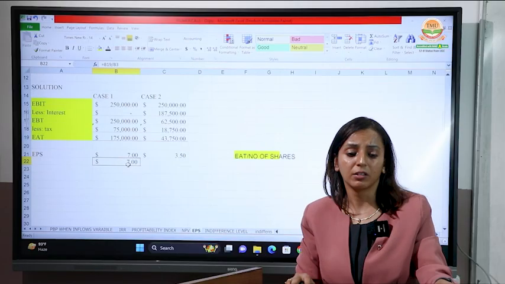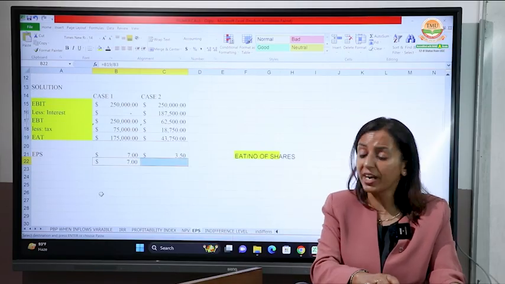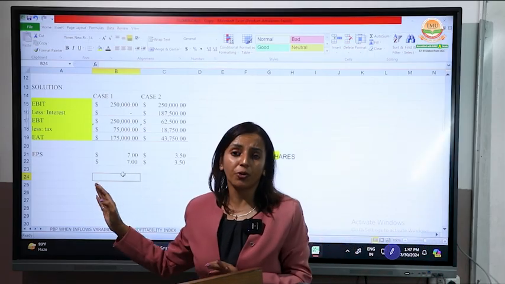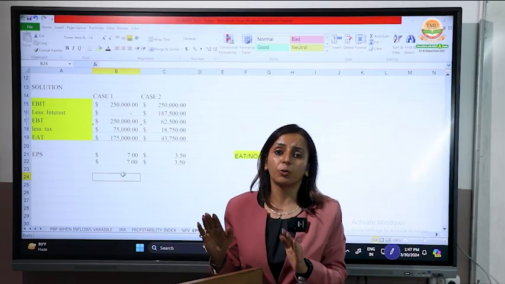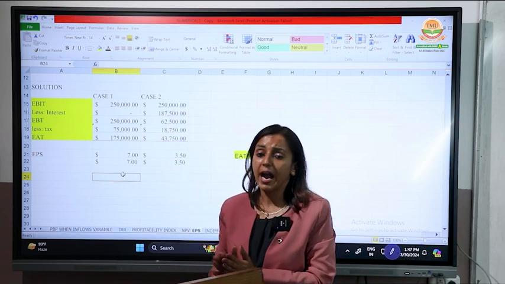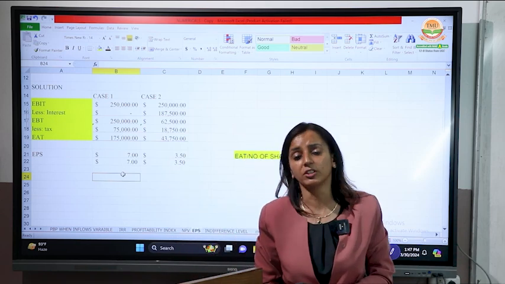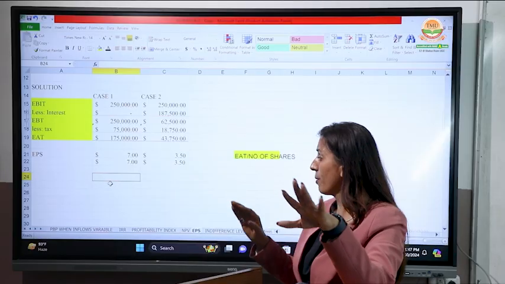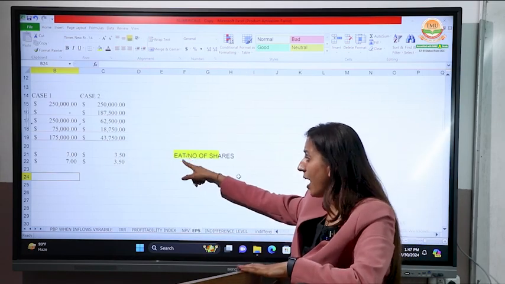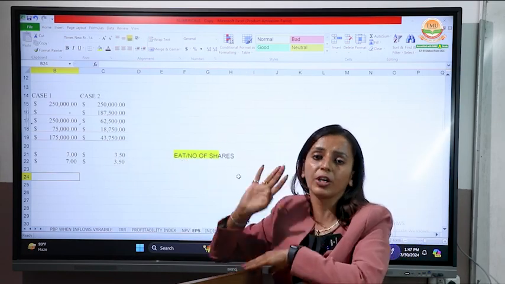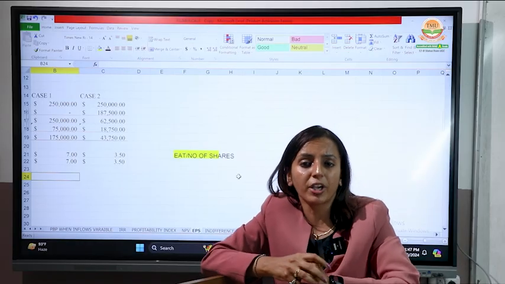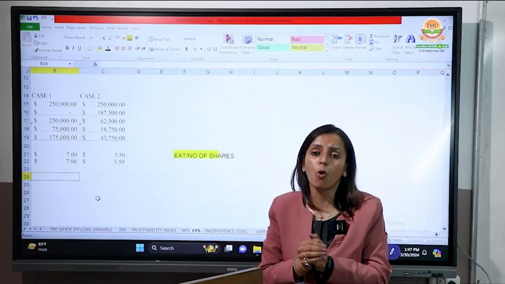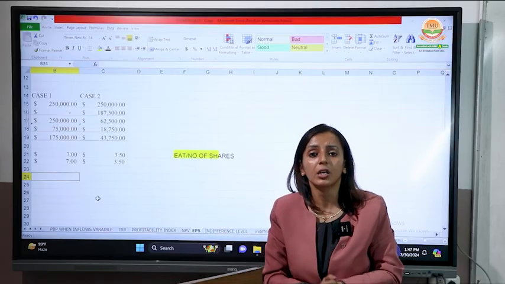See, you get your answer. It's so easy. That means in the first case, the earning per share for the equity shareholder is $7, and in the second case it is 3.50. This is the way we calculate the earning per share. Hope you remember the formula: earning after tax divided by the number of equity shares. Is it important to know how to calculate the EPS? Yes, it's very important. You should know the earning per share of your company.